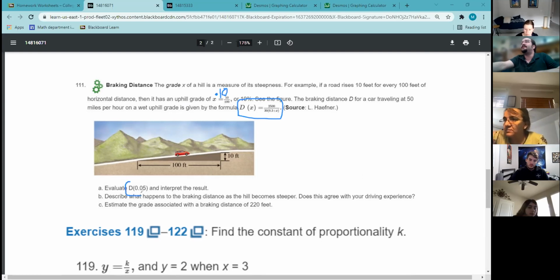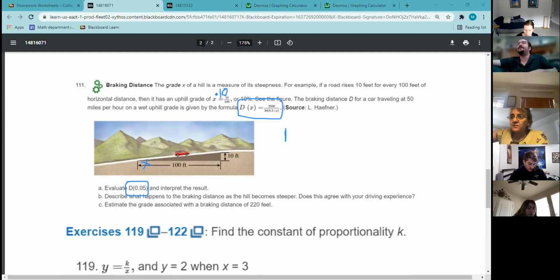Evaluate D of 0.05. What is D of 0.05? What does that mean? How am I going to solve that? Just plug the point into the equation. Am I substituting this into my x, or into my D of x? Into your x. Yes, this is an x variable.